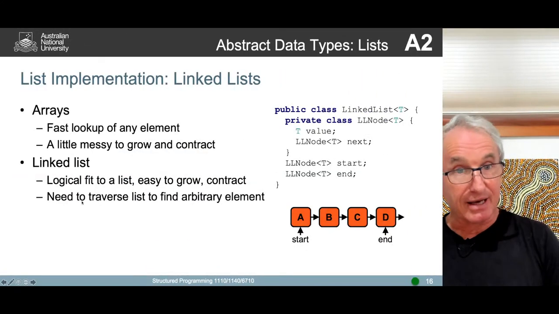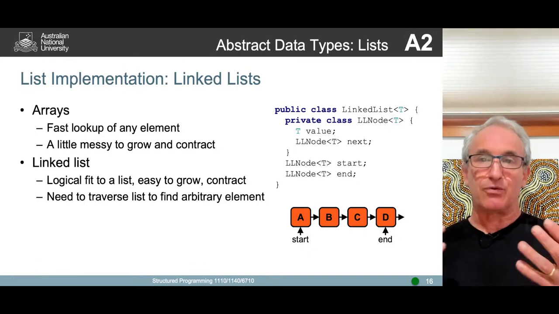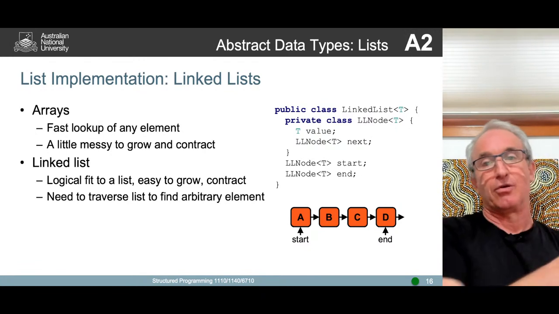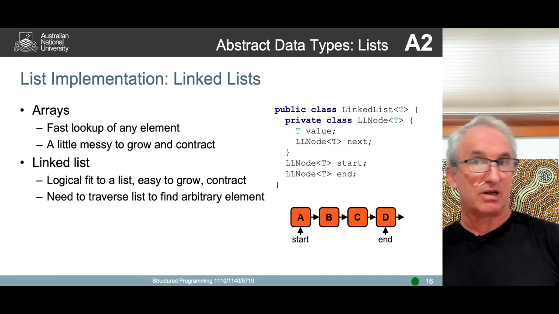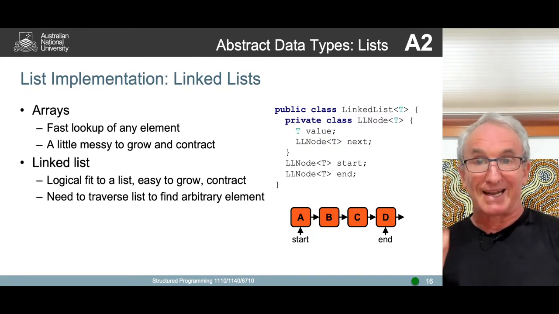All right, so a linked list, it's a logical fit to a list. It's easy to grow and contract, but if you've got a really big one and you want to go to the nth element, you've got to walk all the way through. And if you've got a million things, that could be intractable and completely unreasonable. Now, let me remind you of what a linked list is.